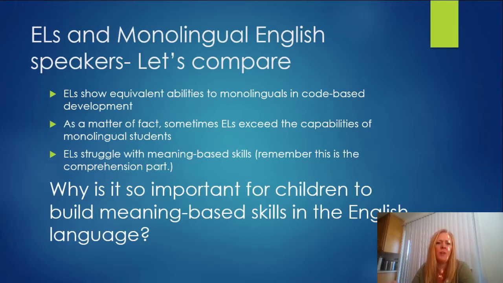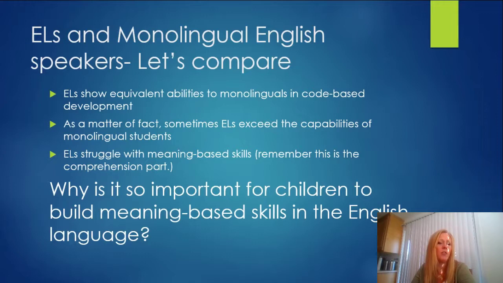The statistics showed that an EL shows equivalent abilities to the monolingual student in code-based development. This means they can sound out letters, they can read from left to right, they can hear words. So as a matter of fact, sometimes ELs exceed the capabilities of monolinguals. And remember that the strength of the brain, they're working with two languages and they're constantly converting information between two languages. So they oftentimes have stronger capabilities.